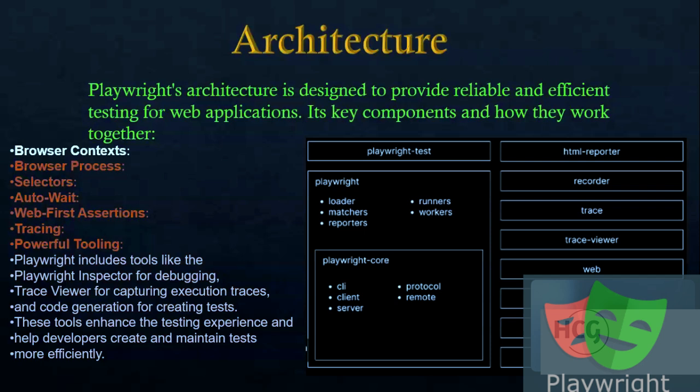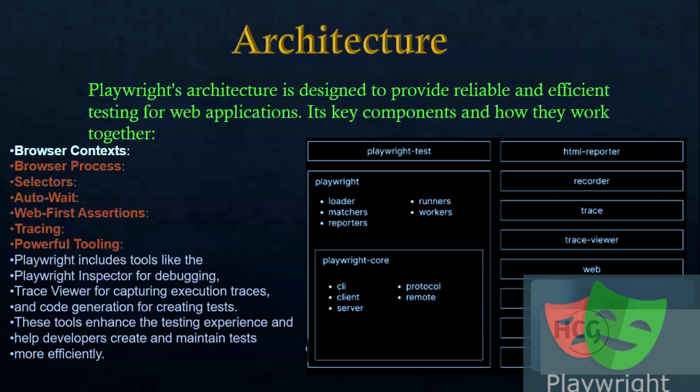With powerful tooling, we are saying that Playwright includes tools like Playwright Inspector, which is used for debugging. Then there is Trace Viewer for capturing test execution. And then we can also do code generation for creating the tests. Yes, you heard it right, code generation for the creation of tests. These tools enhance the testing experience and help developers as well as testers create and maintain their tests more efficiently, with more speed and performance. So that's what one looks for in any tool.